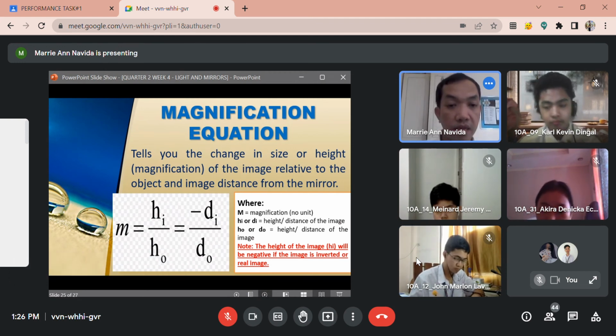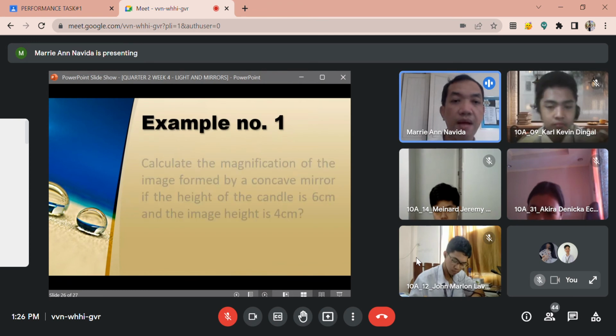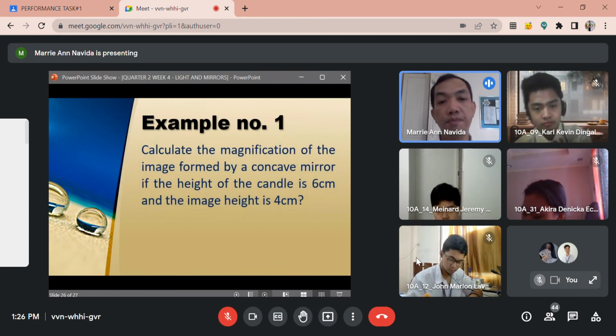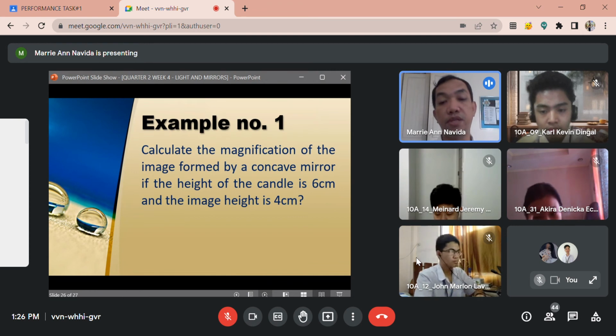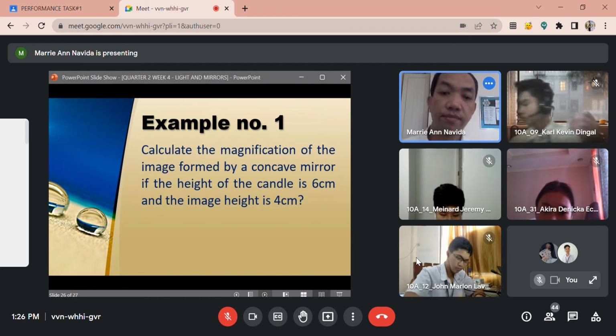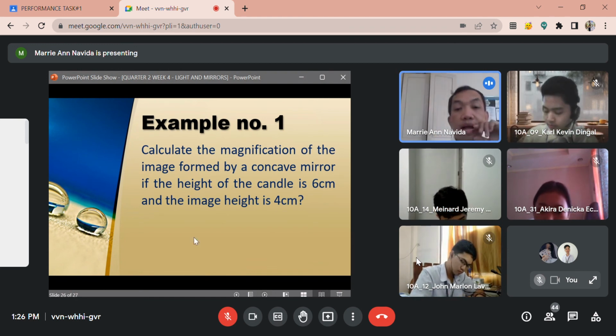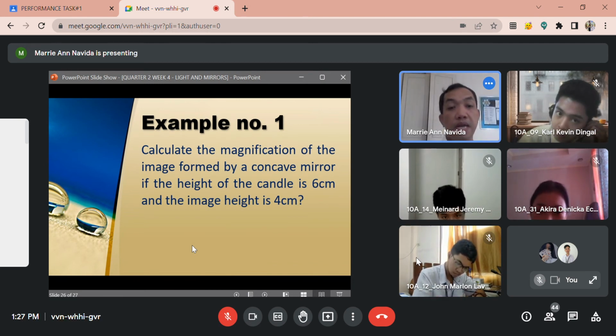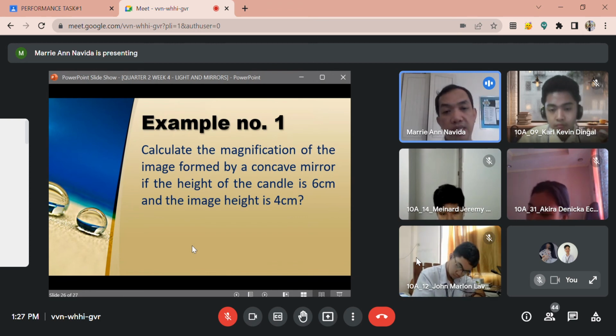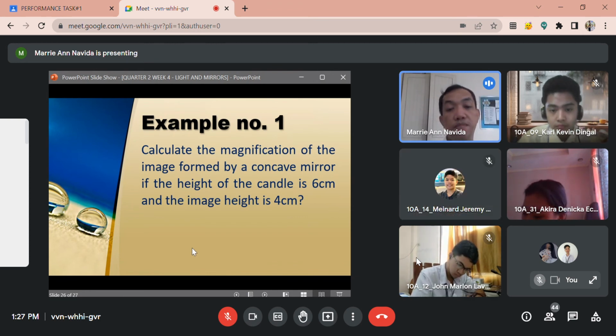Okay, next. So let us have an example. Calculate the magnification of the image formed by a concave mirror if the height of the candle is 6 centimeter and the image height is 4 centimeter. Okay, try to do that one.